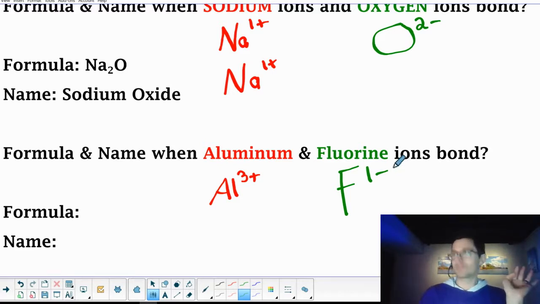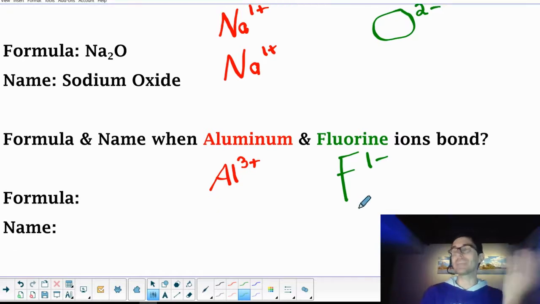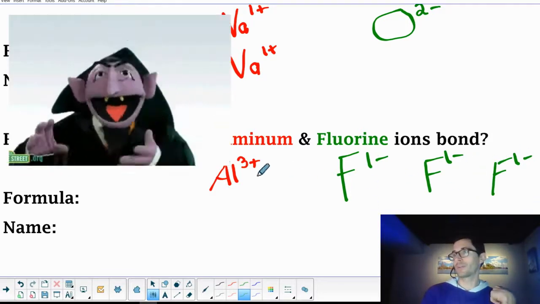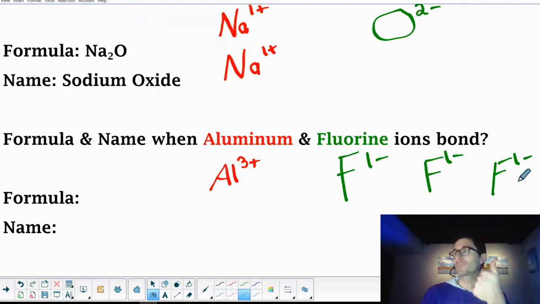We're not even yet. We need to get even. So that's where you got to make sure that your positives and your negatives are evened out so they cancel each other out. I need to add more fluorines. Don't add more aluminum because you have 3 plus and you have 1 minus here. So if I add another fluorine that's closer, I have 2 minuses. Let's add another one. 3 minuses. 1, 2, 3. 1 aluminum ion, and I have 3 fluorine ions. Plus 3, minus 3, I'm canceled out.